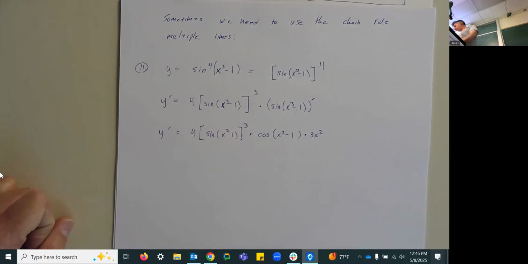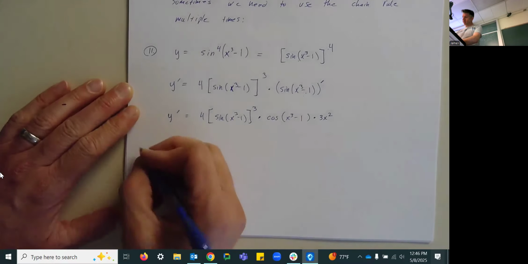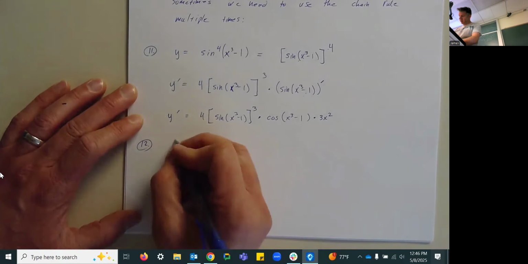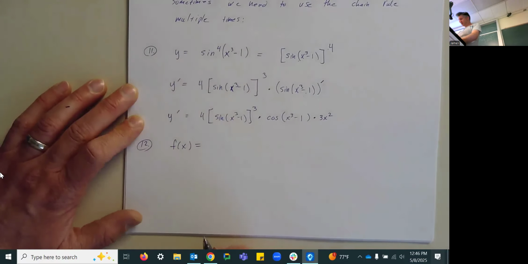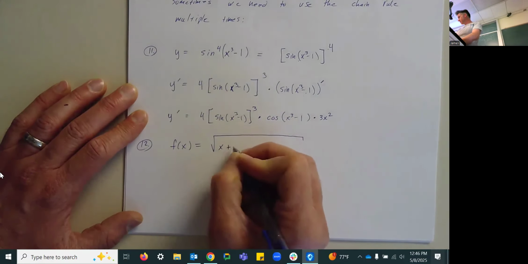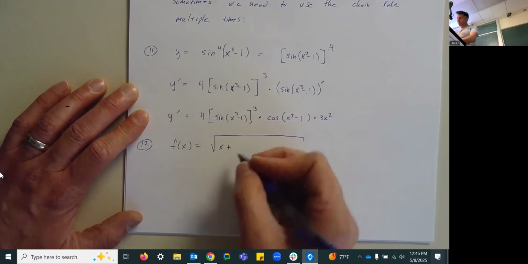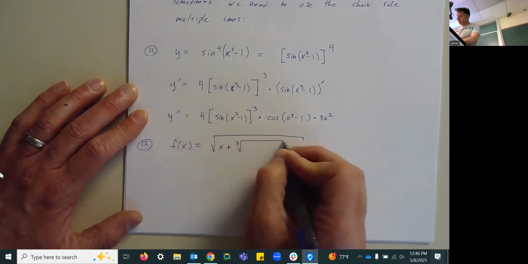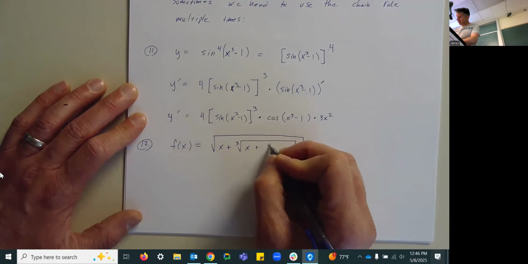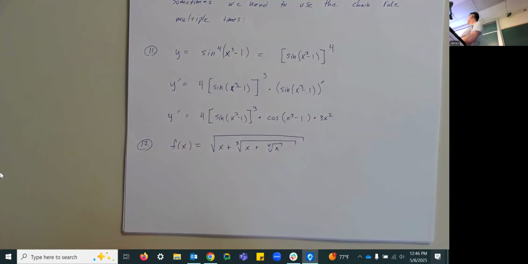Let's do another example. I'll do one, and then you guys get to do one. So let's look at this example, which is terrible. Good times. Our function is the square root of x plus the cube root of x plus the fourth root of x. Awful. Especially awful because we really don't like this radical notation when we're trying to take derivatives.